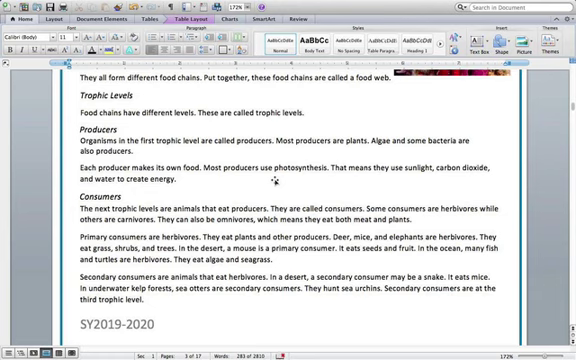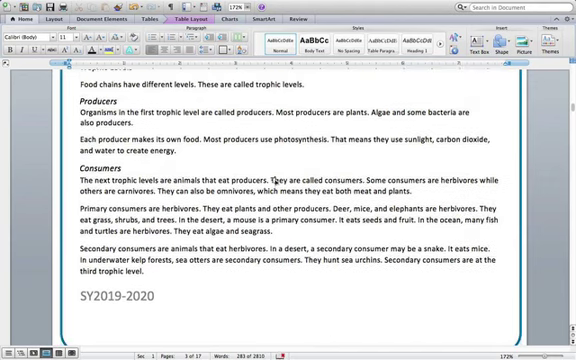Let's stop and think for a second. What is a producer? After reading, we should have been able to come to the conclusion that a producer is a plant or sometimes even an organism that's able to make its own food. Let's keep going.